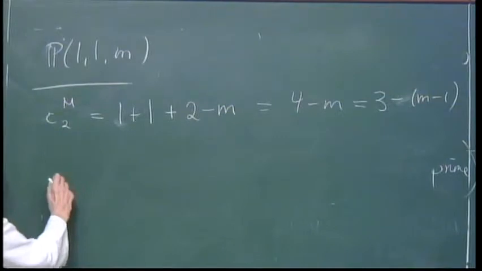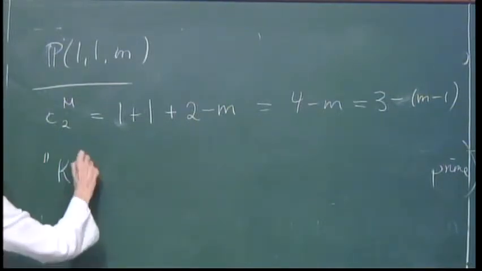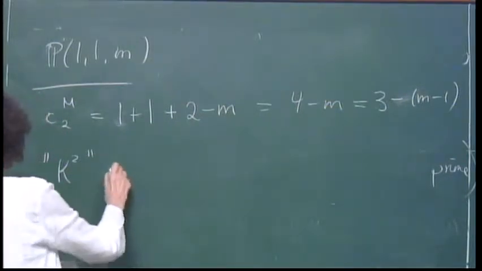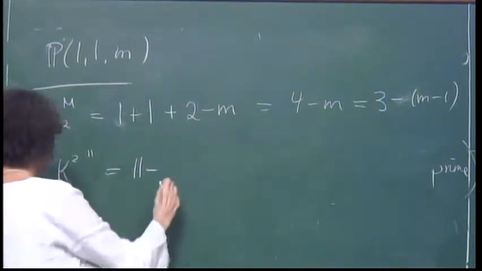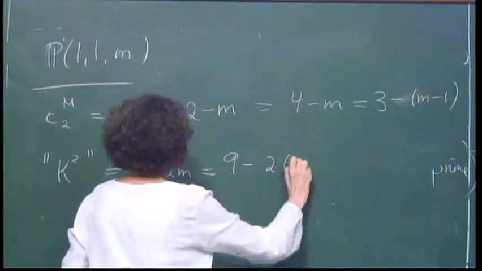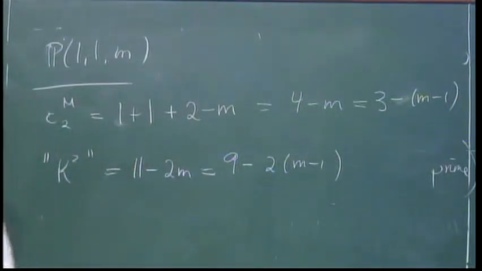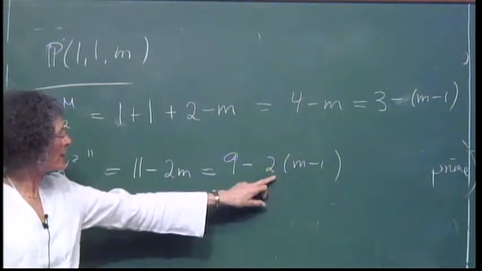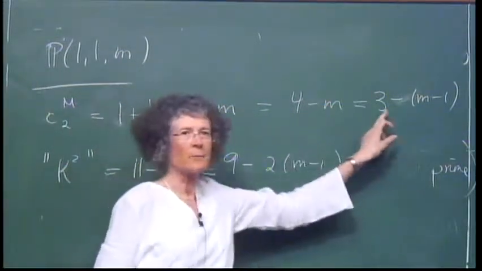And then you try to see what should be the replacement for K square, given that you know the formula for the two nodal curves. And you get 11 minus 2M, which is actually 9 minus 2 times M minus 1. This looks very promising. It's an integer. I mean, this is K square of the projective plane, and then you correct C2 of the projective plane, you correct.